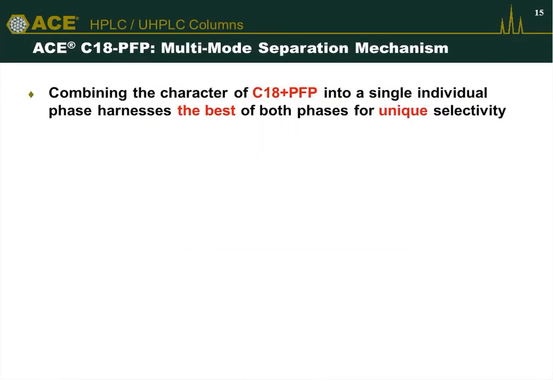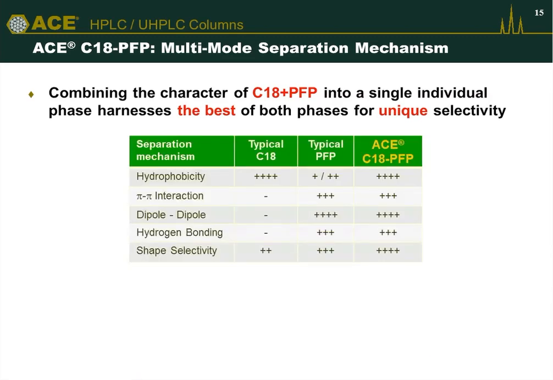So what about the C18 PFP? This is a similar discussion to the C18AR, where we have the same 5 mechanisms, and we characterize 3 different stationary phases: the typical C18, the typical PFP, and the ACE C18 PFP. Starting from the typical C18, as I said before, it's dominated by hydrophobicity with a little bit of shape selectivity. Now the typical PFP stationary phase also has low hydrophobicity, because the small alkyl chain linkers that attach the ring to the silica particle through a siloxane bond are much smaller than the C18.